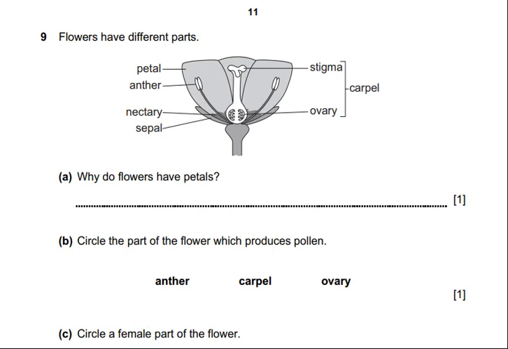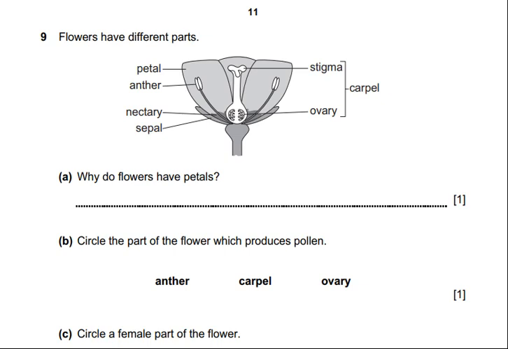Question number 9. Flowers have different parts. So here we have a sample of a flower and the parts are shown here. Question A. Why do flowers have petals? Of course, we already studied that. We know that flowers have petals, and the reason is to attract insects.